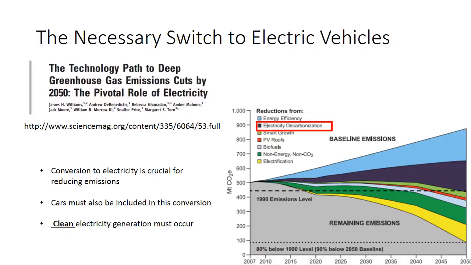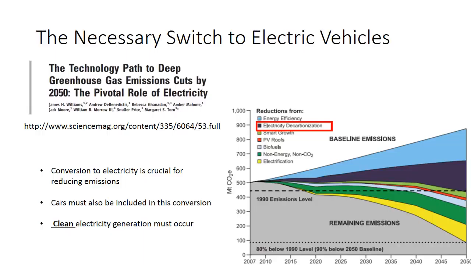The infeasibility of ethanol to fuel our vehicle fleet brings us to the necessary switch to electric vehicles. This study, titled The Technology Path to Deep Greenhouse Gas Emission Cuts by 2050: The Pivotal Role of Electricity by Williams et al., investigates how California can reduce its carbon emissions by 80% below the 1990 level by the year 2050. Two major sources which relate to vehicle and vehicle fuel consumption I've outlined with red boxes on the graph from the study on the right.